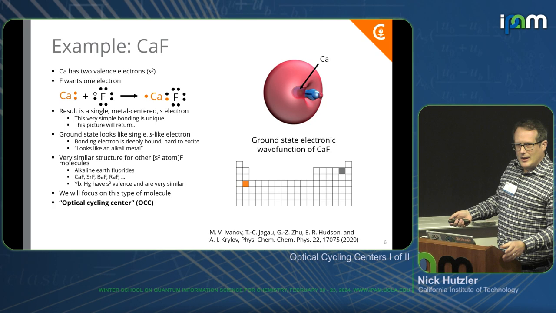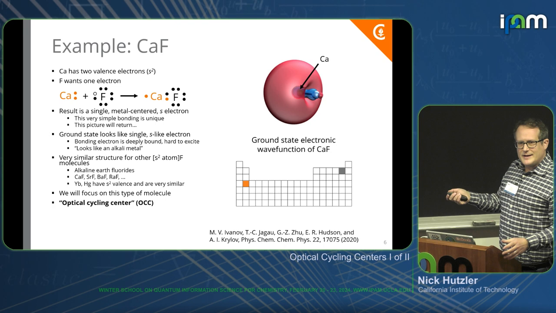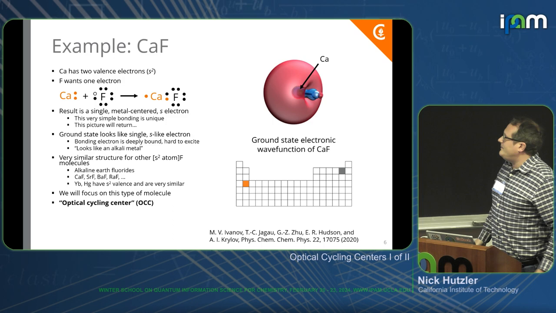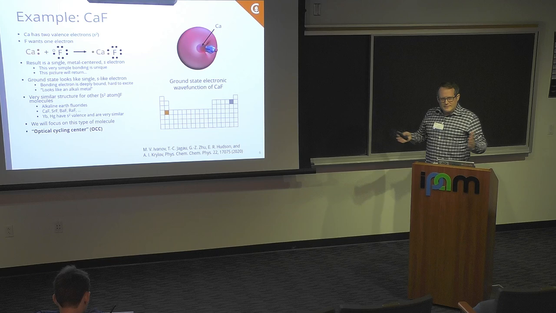And in the community, we call these sorts of things optical cycling centers. So this is an optical cycling center in the calcium fluoride molecule, or OCC. So that's sort of what I'll be talking about. Are there any questions so far?